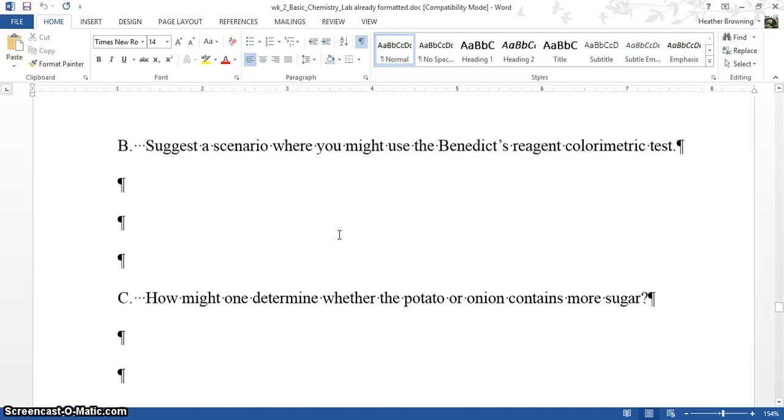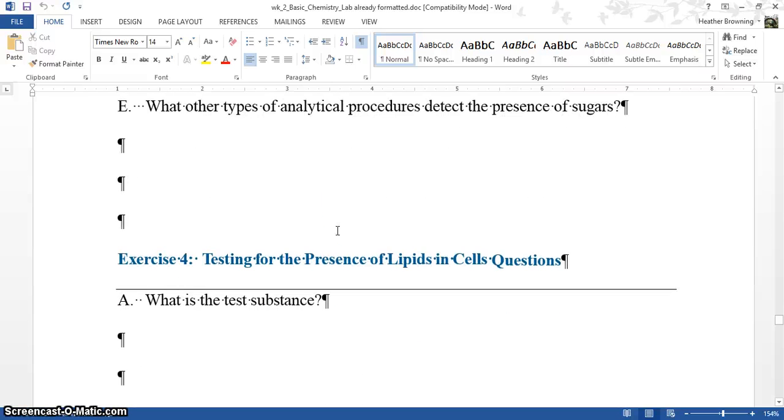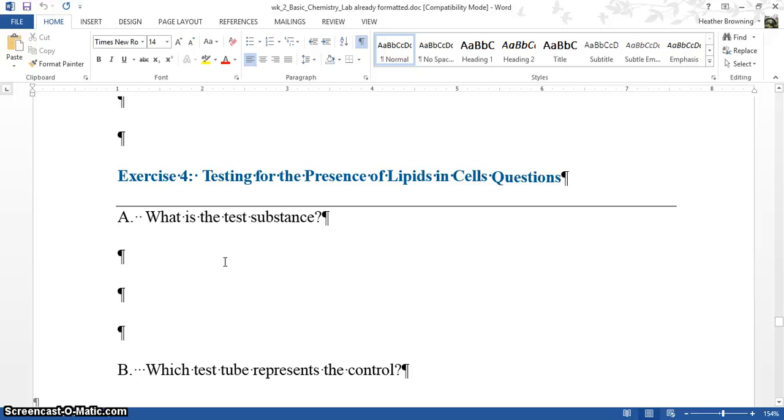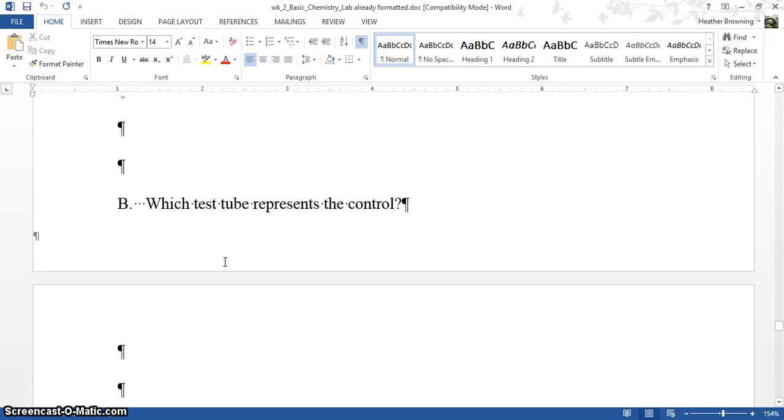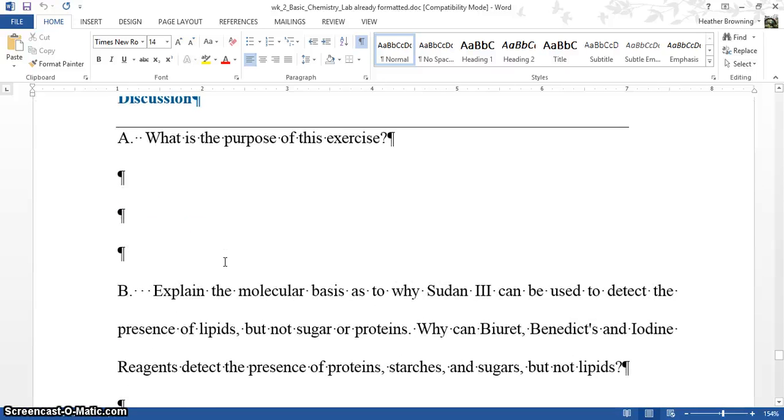We talk about the same thing, the same concept. Okay, then testing for lipids. So what's your test subject? Probably lipids. And then you go through and answer all of that for whatever you found.